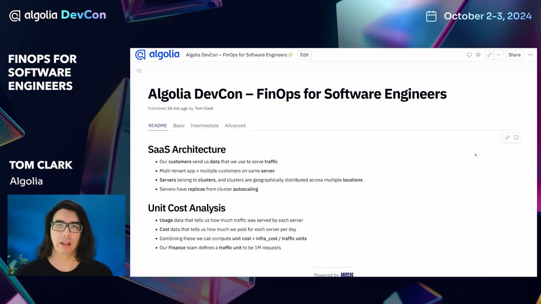So here's our Hex application. Just some basics. Imagine our SaaS application is very much modeled off of how Kubernetes operates. We have customers who send us data, and we serve traffic to our customers and users. Those customers access that data. We can put multiple customers on the same server because our application is multi-tenant. We can do this safely. And all of those servers belong in one big Kubernetes cluster.